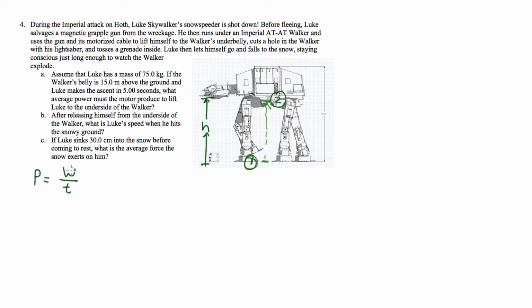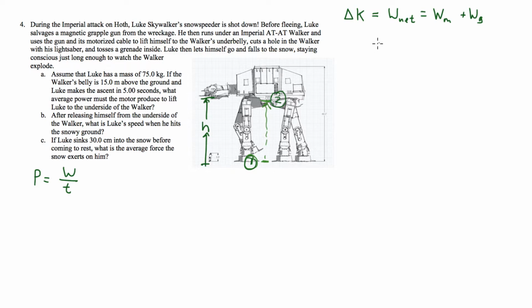So first we have to find the work done by the motor to get him up there. Pretty simply, you can say the change in kinetic energy for Luke is the net work done on him. And what's acting on him? Well, there's the tension in the cable, which is lifting him up, and that's provided by the motor. So that's the work done by the motor to lift him. And, of course, the work done by gravity, which is always acting on him.